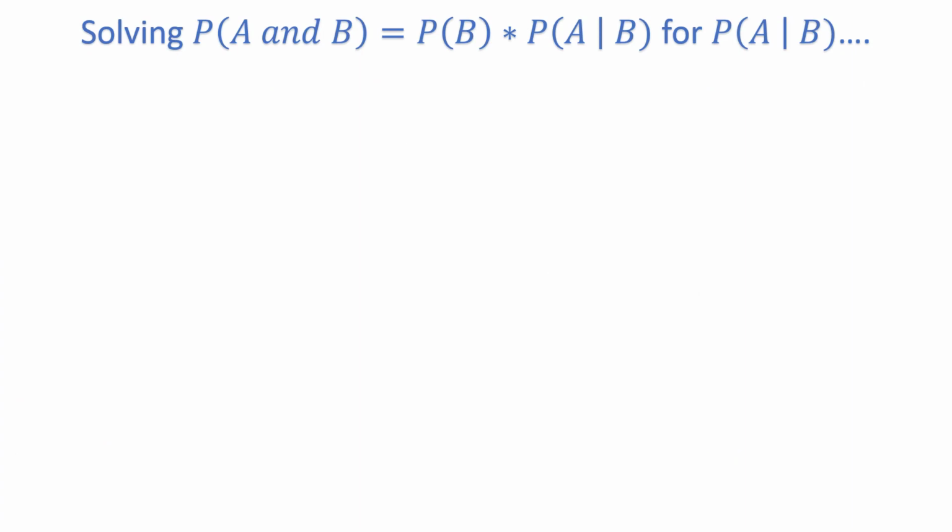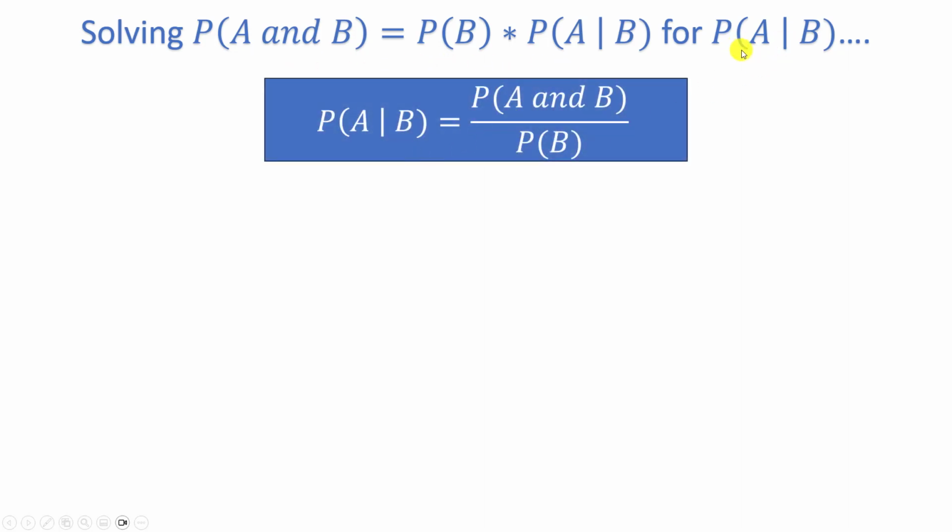Now, one other thing that we might want to do is solve the formula directly for the probability of A given B. So here I have that second formula from the previous slide. Using some algebra, if we divided both sides by the probability of B, we would get that the probability of A given B is equal to the probability of A and B divided by the probability of B. This is the conditional probability formula.